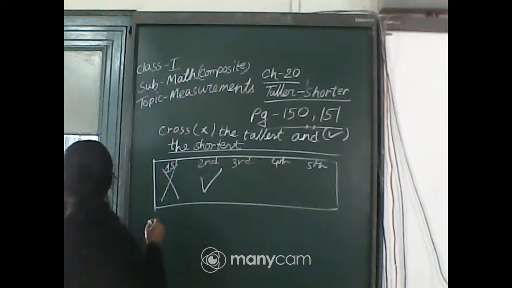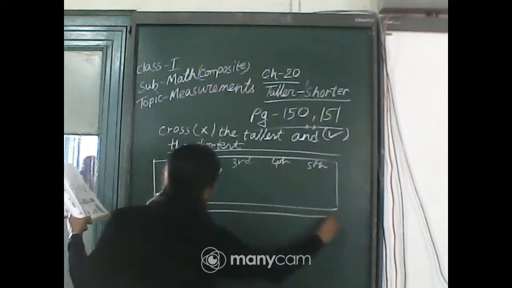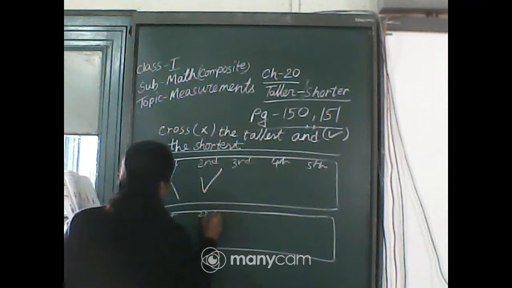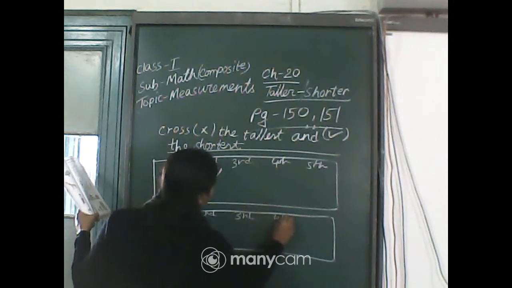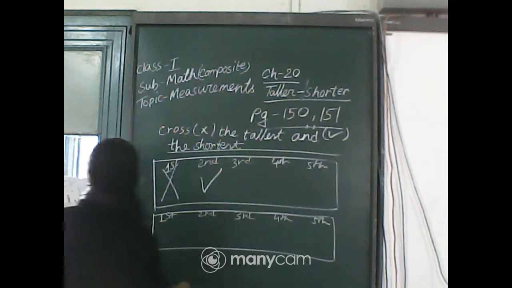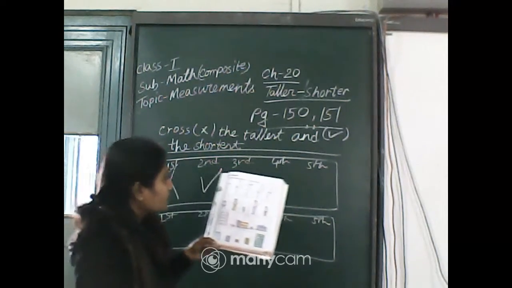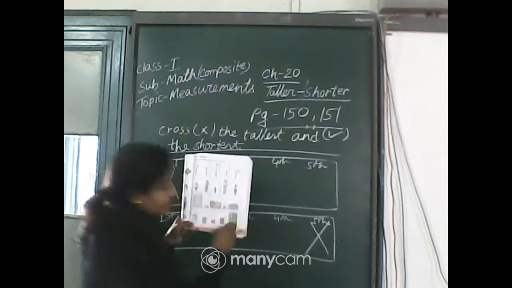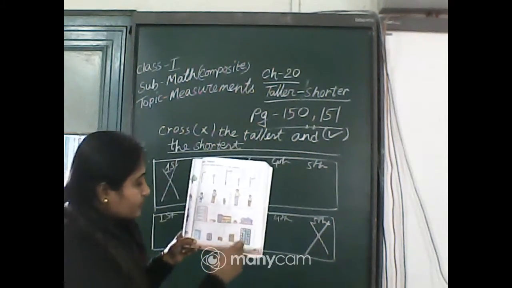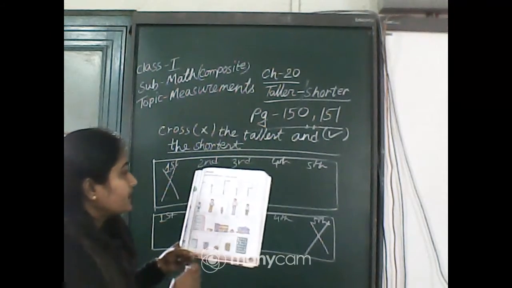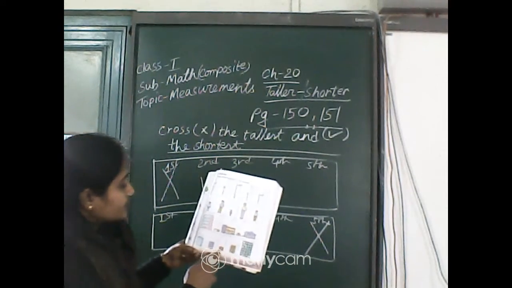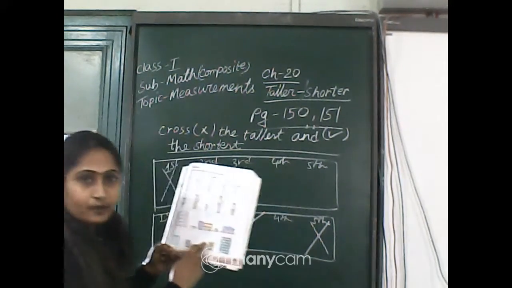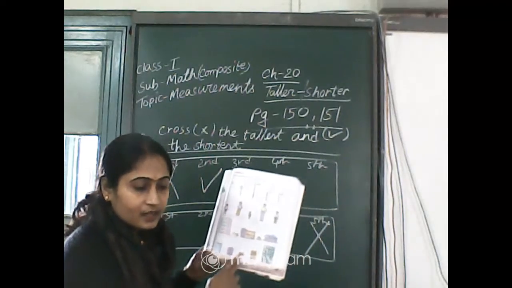Now next, almirah. Okay, how many objects are there? 5 objects, first, second, third, fourth and fifth. You have to put a cross on the tallest one. Which one is tallest? This window is tallest. So please put a cross on the fifth picture. And you have to tick the shortest. Which is the shortest? Third one is shortest. First, second, third. Please put a tick on the third object.